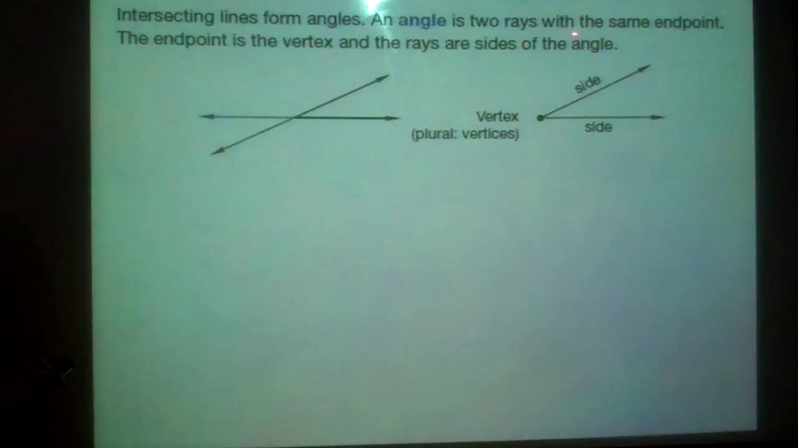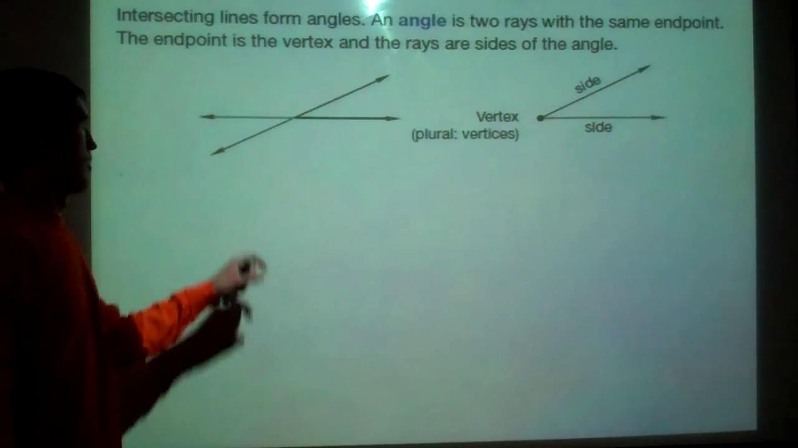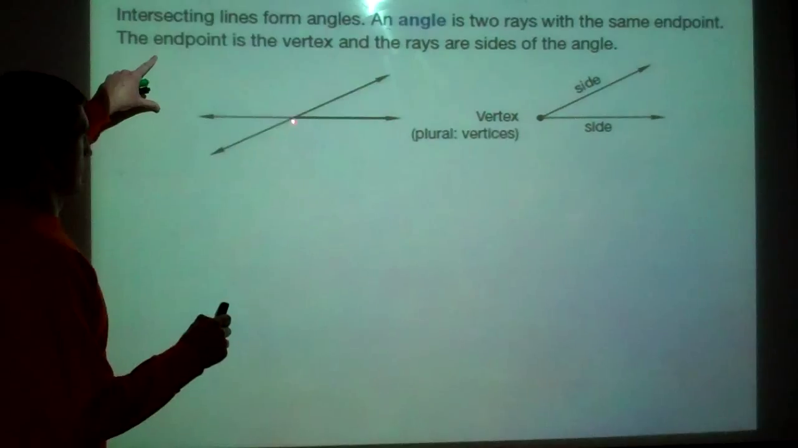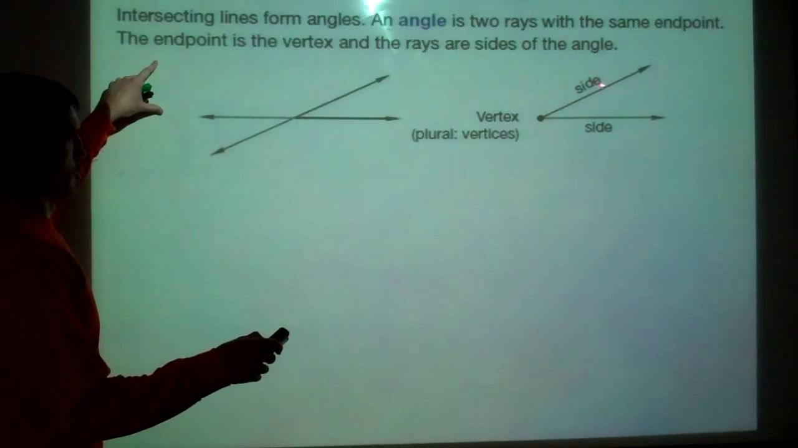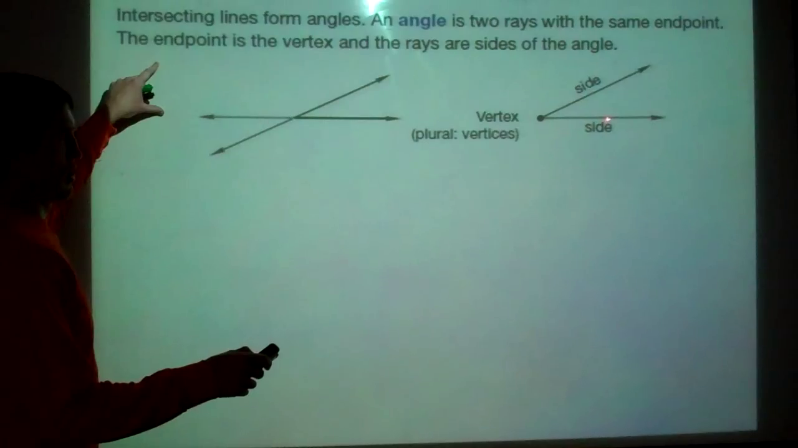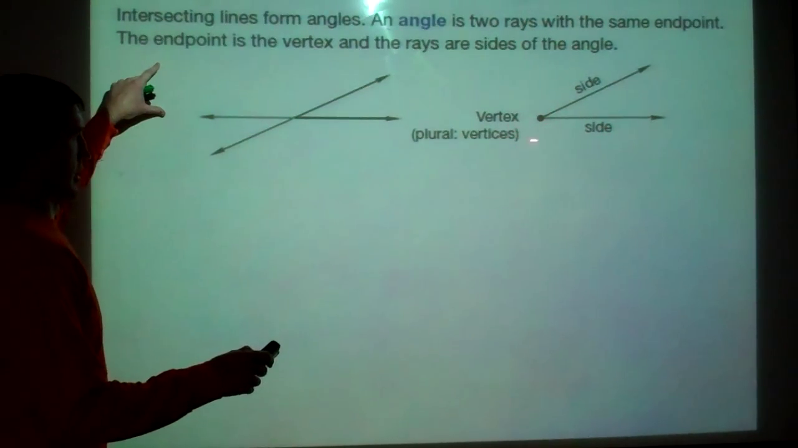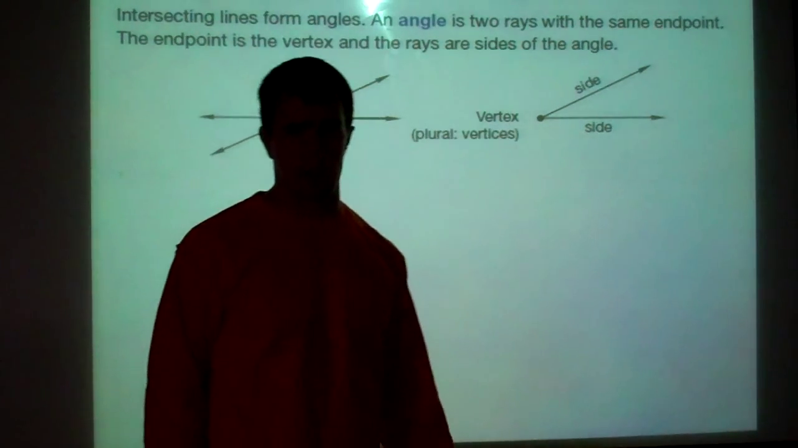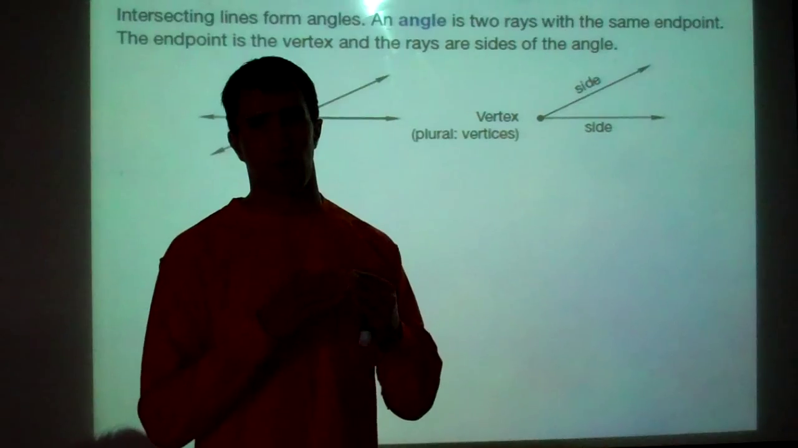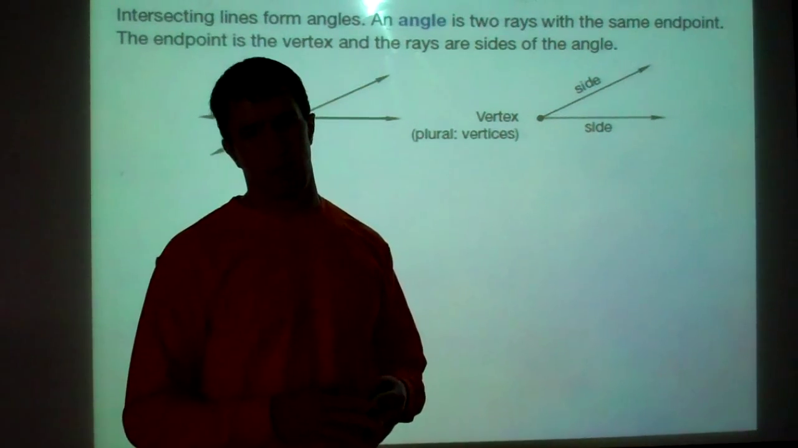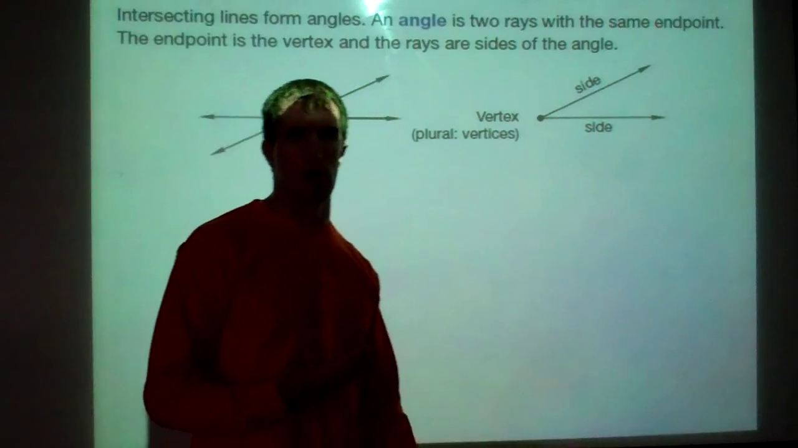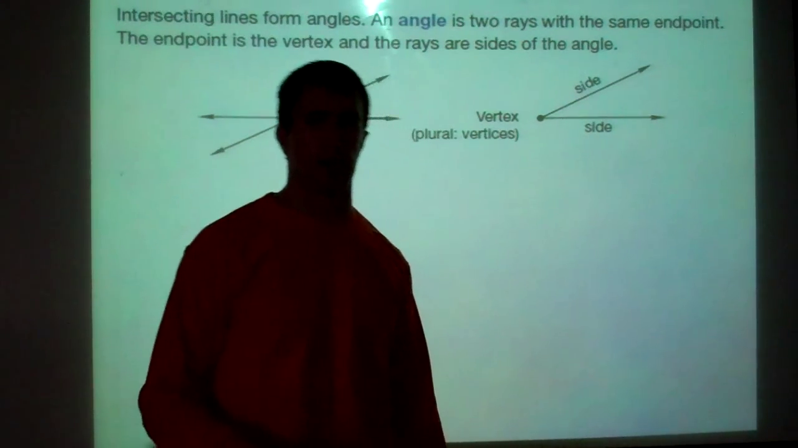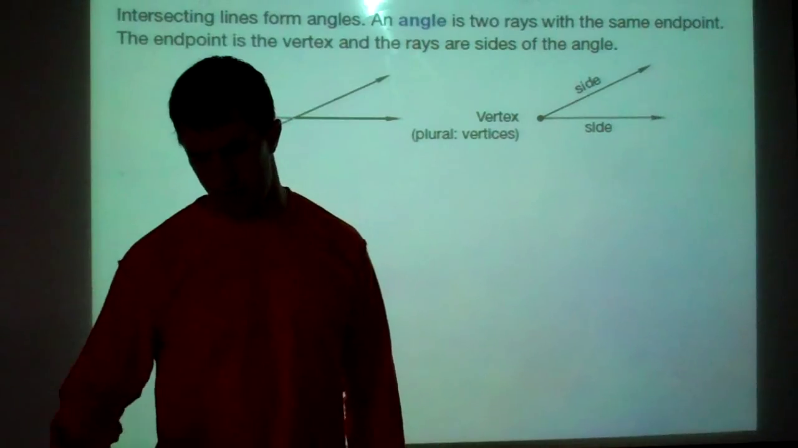Okay, does intersecting lines form angles? An angle is two rays with the same endpoint. And the endpoint is the vertex, and the rays are sides of the angle. So here we've got two intersecting lines, and they take this angle right here, and they show it over here. So we have a side, two rays, and they all start at this vertex. The plural of vertex is vertices. Basically a vertex is any time something comes to a point. So like on those polygons that we've been working with a little bit, like a square, or hexagon or anything like that. Anytime it comes to a point, that's a vertex.